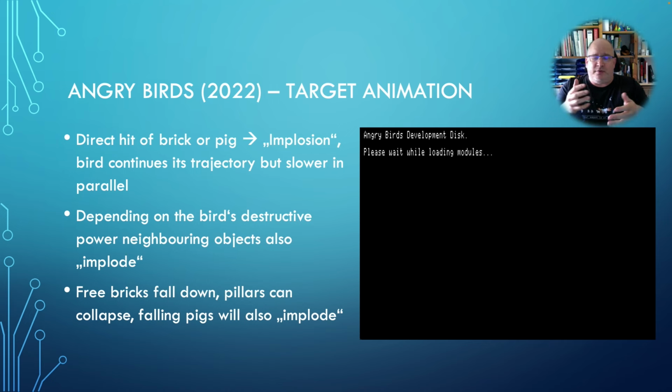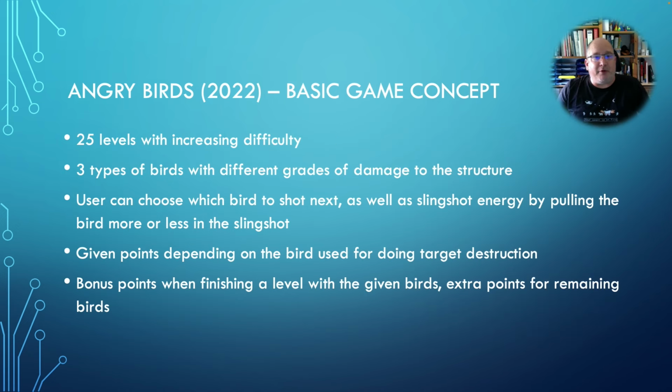This is also for the player to develop a bit of a strategy for how to attack each target with a special succession of the birds, since the user can choose which bird to shoot at the target. And there are more effects: if we have free bricks, they fall down. Pillars can collapse, and if you shoot a pillar and the pig starts falling down and hits the ground, it will also implode. So you have to plan and aim your shots in advance to get maximum points out of the level. Let me shortly summarize the basic game concepts.